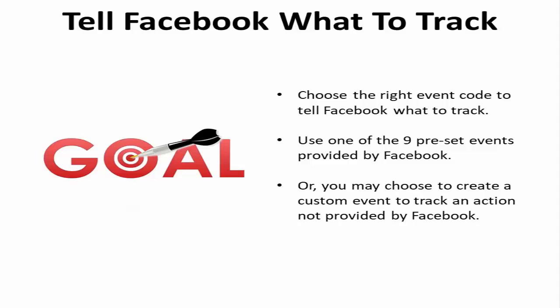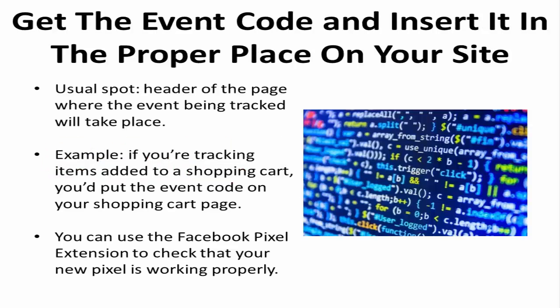Now it's time to choose the right event code to tell Facebook what to track. You can use one of the 9 preset events provided by Facebook. Or you may choose to create a custom event to track an action not provided by Facebook. This Facebook article can tell you which code options are best for your site. After you get your event code, it's time to insert it in the proper place on your site. The usual spot is in the header of the page where the event being tracked will take place. For example, if you're tracking items added to a shopping cart, you'd put the event code on your shopping cart page. You can use this Facebook Pixel extension for Google Chrome to check that your new pixel is working properly.